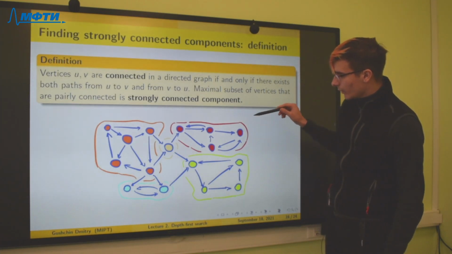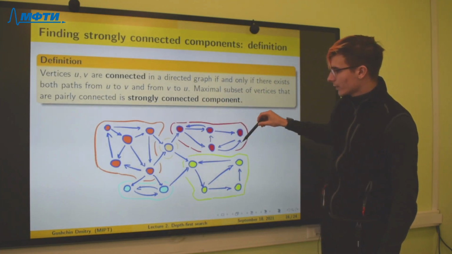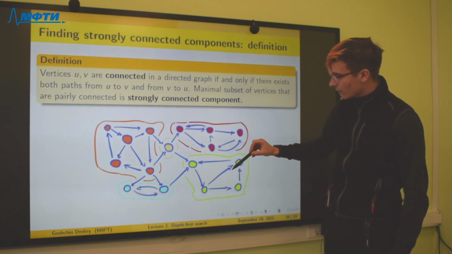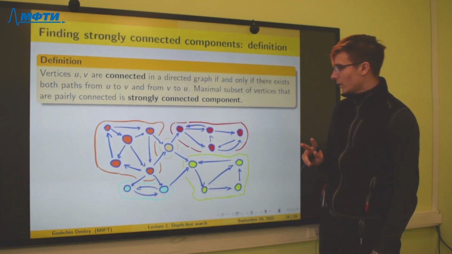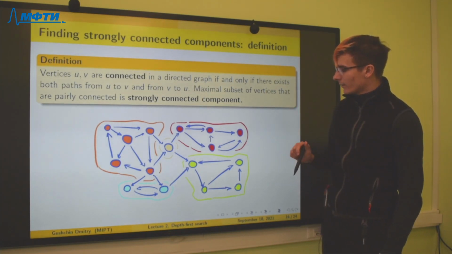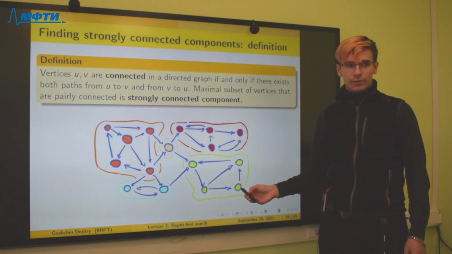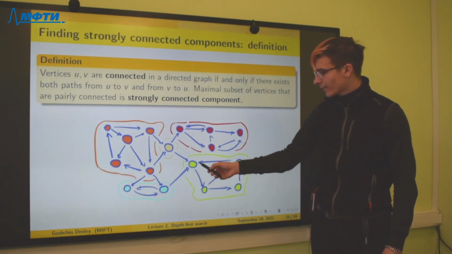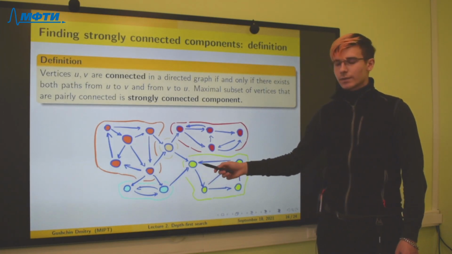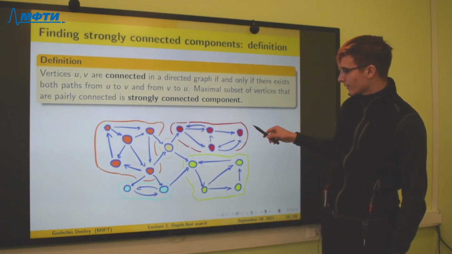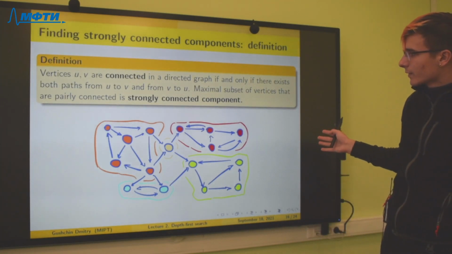So we can say that this is one strongly connected component and this is another strongly connected component if two conditions are fulfilled. First, two vertices in the same component have paths from A to B and from B to A. Second, what I said about vertices from different components. Okay, that is the definition of a strongly connected component.